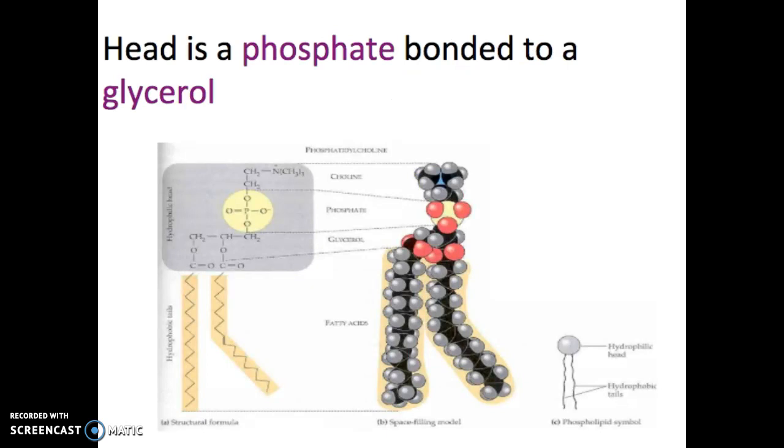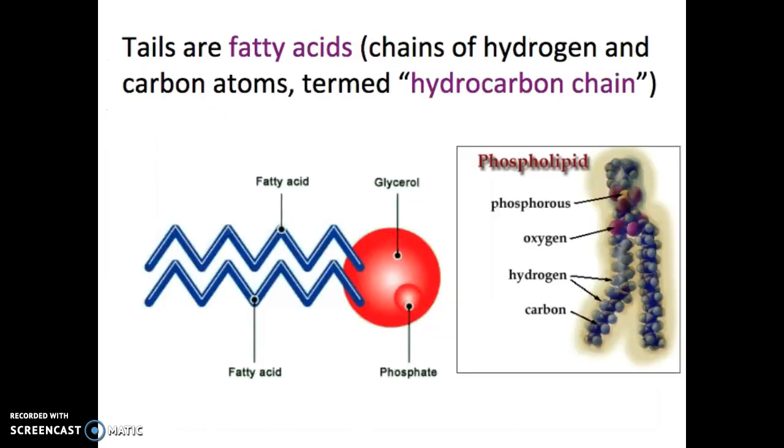So the head of a phospholipid is composed of the phosphate and the glycerol. This is an essential component because that's going to dictate how it is arranged. Because of the way that the phosphate works, it's going to be polar, right? And so that's going to change the way that the whole molecule functions, where the tails are going to be nonpolar. And so that's going to dictate how they function.